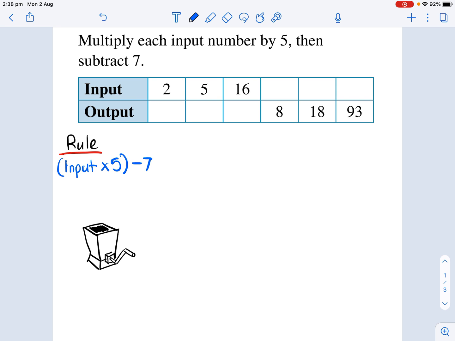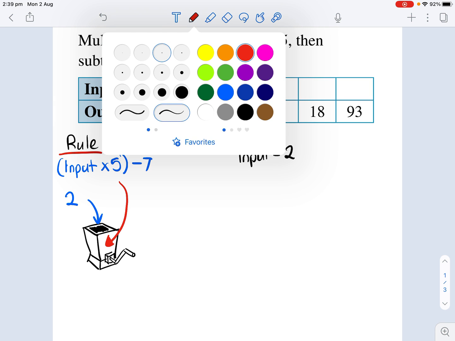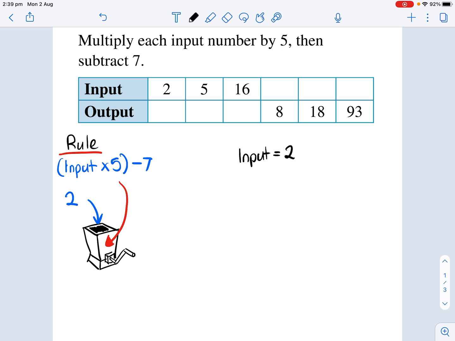So for the first one, when the input is equal to 2, now remember the input is what we are putting into this machine. So if we were to put a 2 into this machine, then the machine is applying this rule inside, and we're trying to find out what it's going to output. So if the rule is it takes the input number, multiplies it by 5 and subtracts 7, that would look like 2 times 5, take away 7 is equal to the output.